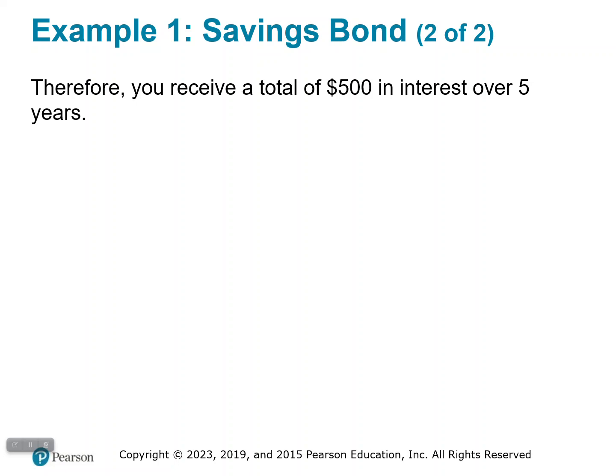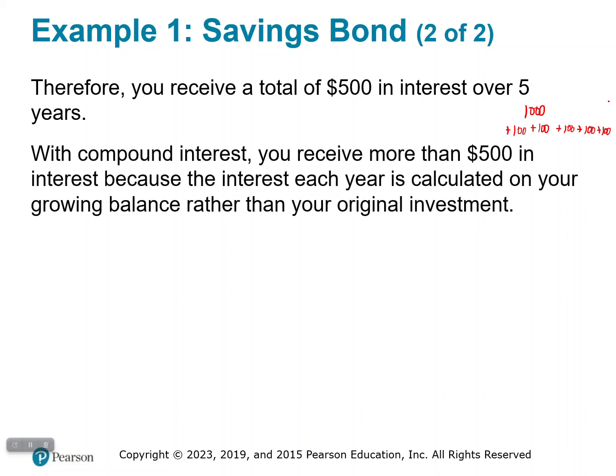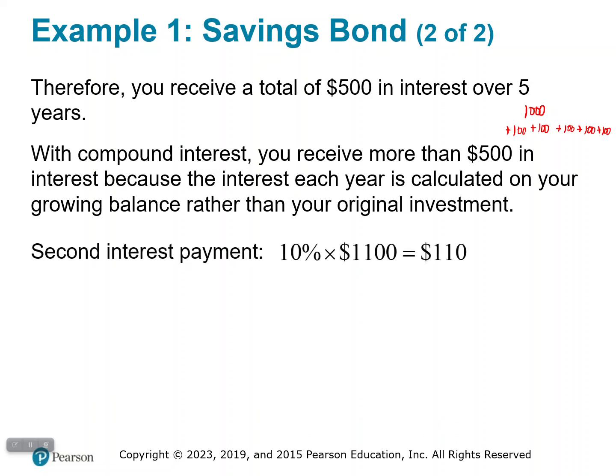All right, so we started with 1,000, and then we added 100 the first year, and then we added 100 the second year, and the third year, and the fourth year, and because I ran out of room, we added 100 the fifth year, right? But that 1,000 was all that we were ever making interest on. But with compound interest, you receive more than 500 in interest because the interest each year is calculated on your growing balance rather than on the original investment.